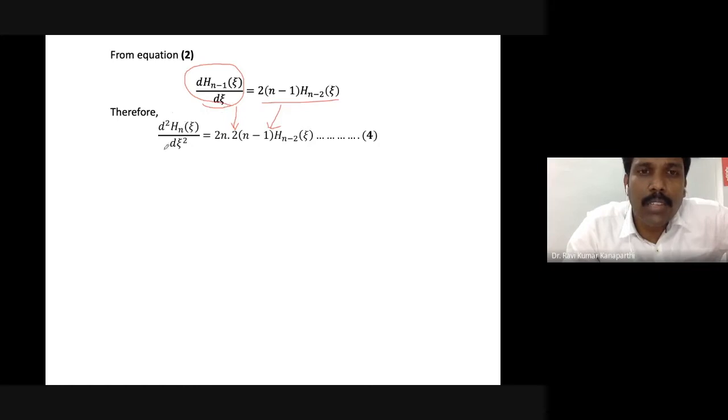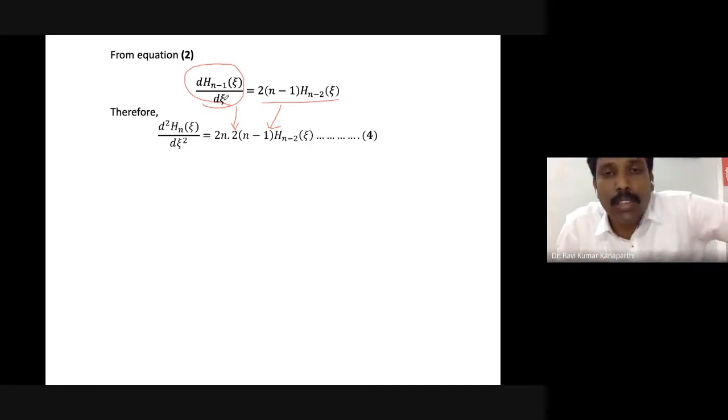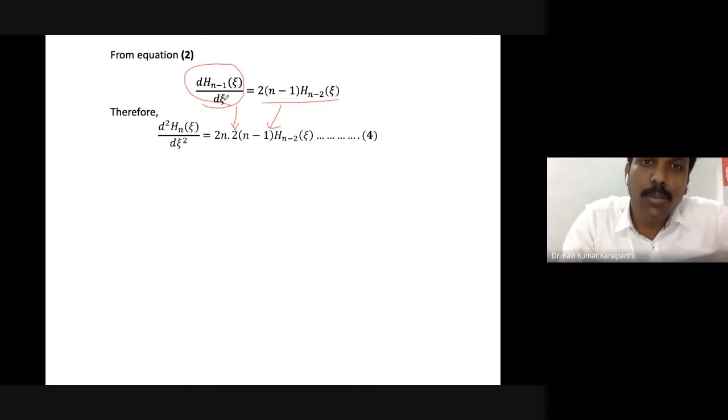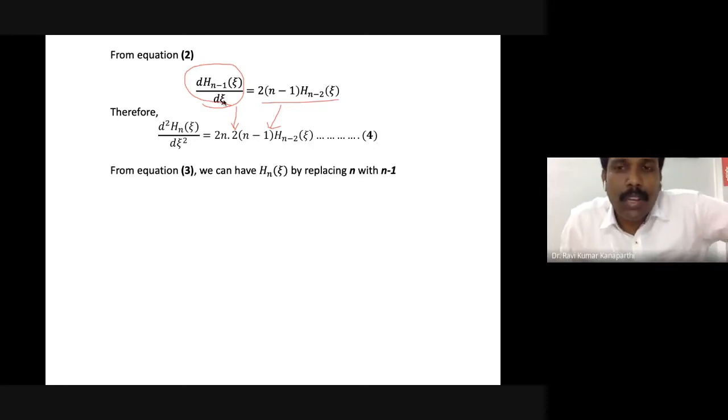So when you calculate the second derivative of expression number 2, this has got 2n multiplied by dHn minus 1 of z by dz. And dHn minus 1 of z by dz can be evaluated from equation number 2 itself by substituting n equal to n minus 1. So essentially what you are going to get is d square Hn of z by dz square is equal to 2n multiplied by 2 into n minus 1 multiplied by Hn minus 2 of z. Right, you can label this expression for future reference.